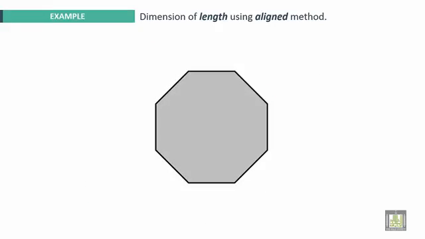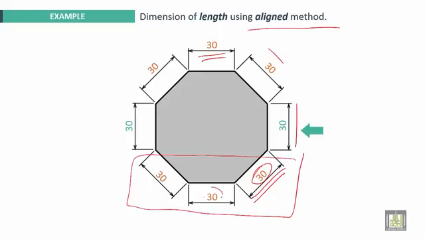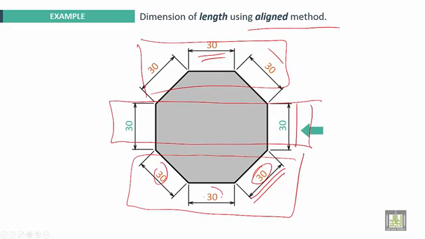One example of the aligned method. You can remark here that all numbers are aligned with the dimension line. Here also it is aligned, here also it is aligned. All numbers are aligned with the dimension lines. And be careful here. You can remark that down here, all numbers are above the dimension lines. Here too. But here in the middle, all numbers are at the left of the dimension lines.